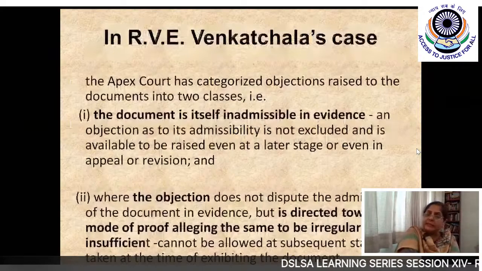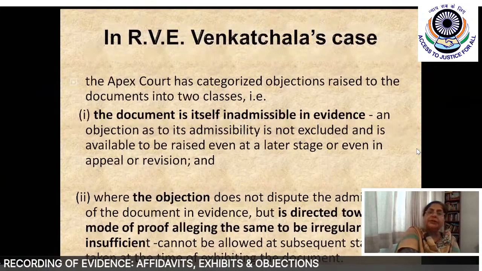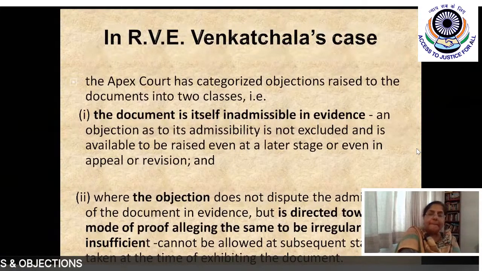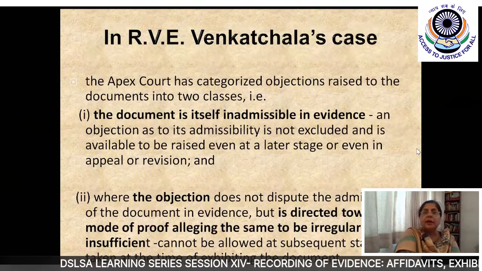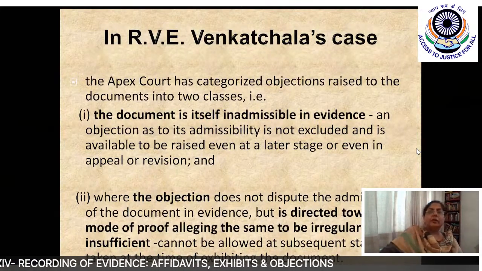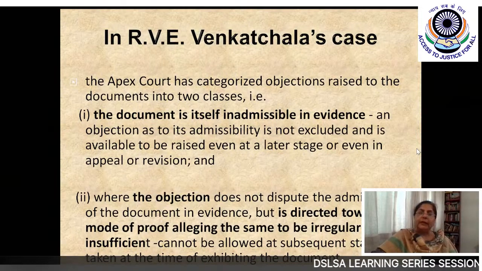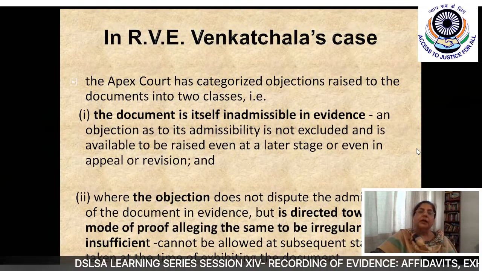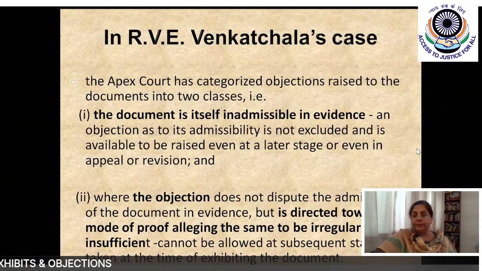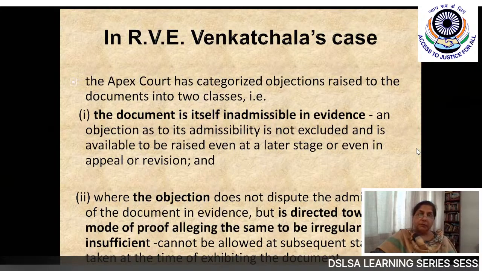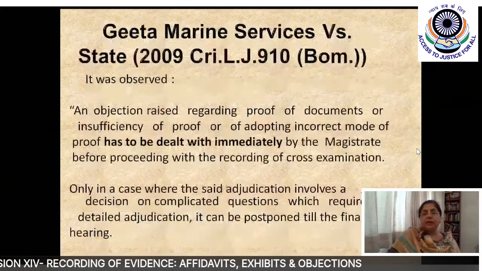Then came the case of Venkatachala, where again the same question came up, and it said that no, the question of inadmissibility of a document must be decided there and then. It may look like there is an apparent contradiction between the two cases, but no. What the judgment says is that when the objection goes to the root of the document, to its validity, then it must be decided there and then, and such a document must not be allowed to be taken on record. However, if the objection does not dispute the admissibility of a document, but is directed towards it being merely irregular and insufficient, then it can be deferred to a subsequent stage.